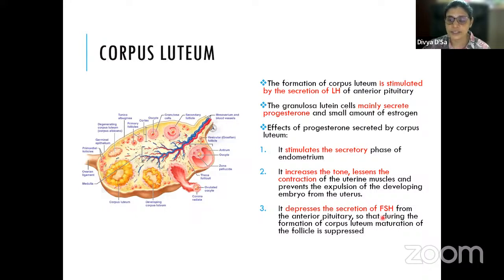Now, why should it decrease the secretion of FSH from the anterior pituitary? Because during the formation of the corpus luteum, the maturation of the follicle is suppressed. The other follicles shouldn't be maturing there, right? It is a mono-ovulatory cycle in humans, so only one follicle is formed. And it suppresses the secretion of FSH.